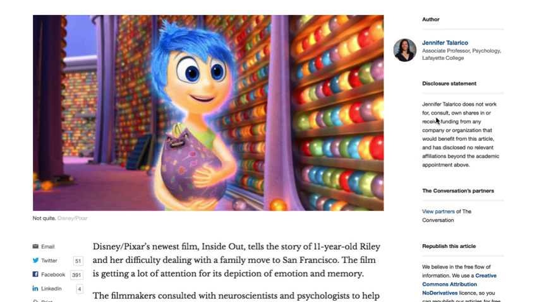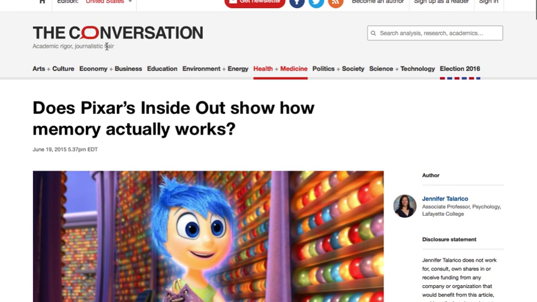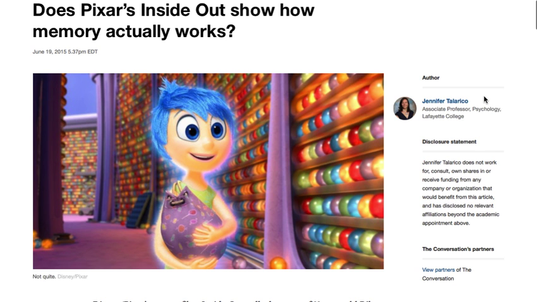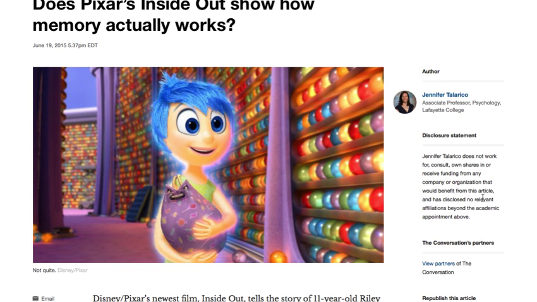number of things. One is in terms of its credibility. It says here that they are academic rigor, journalistic flair. So they're trying to be sort of a scholarly thing, combining scholarship and journalism. And so, we've got an academic author, a specialist in psychology, talking about how memory works. That makes sense.